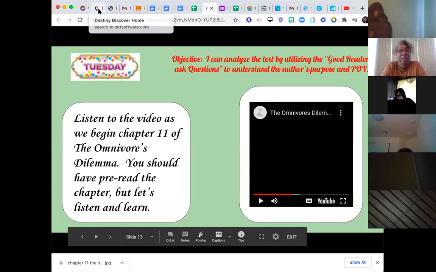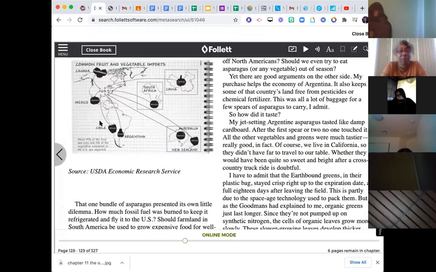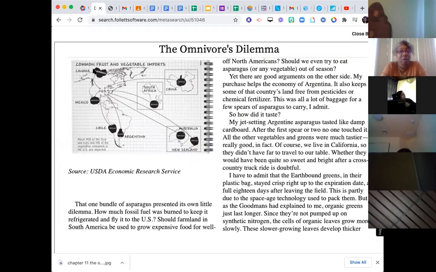Okay, so just thinking about this really quickly, look at the picture. Common fruit and vegetable imports. All arrows lead to the US. Look at all the different foods that come from other places around the world, all coming to us.